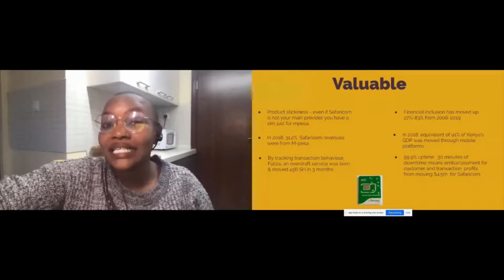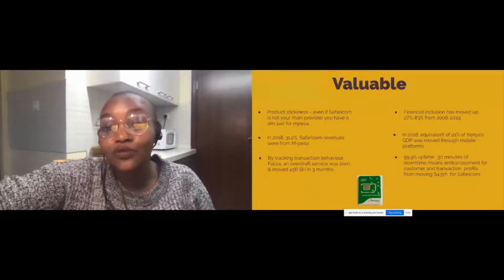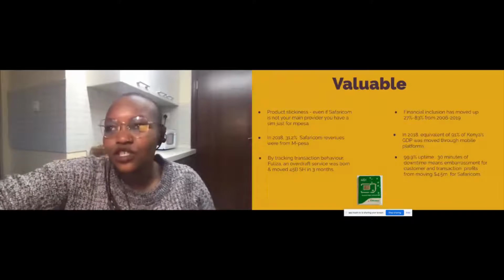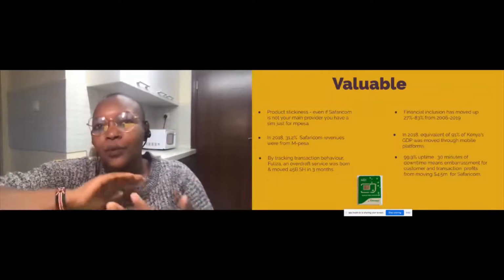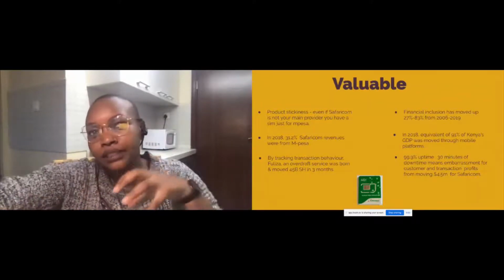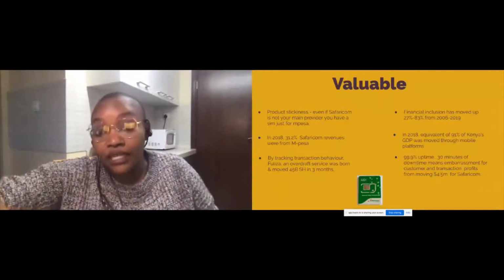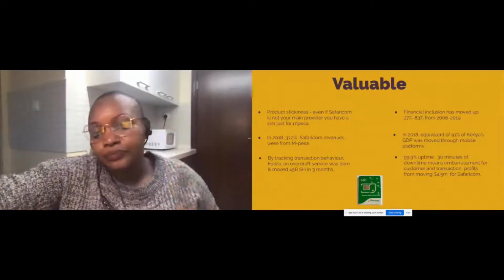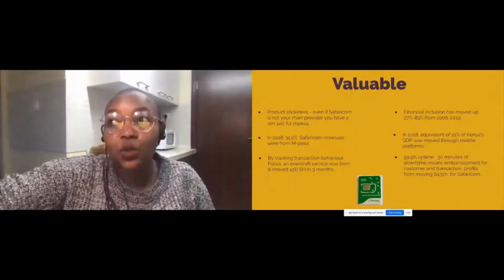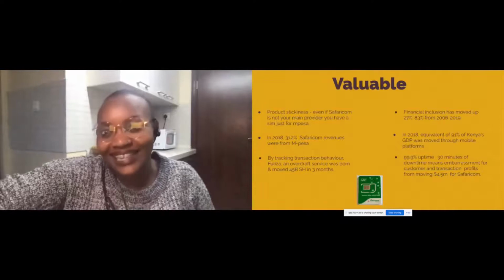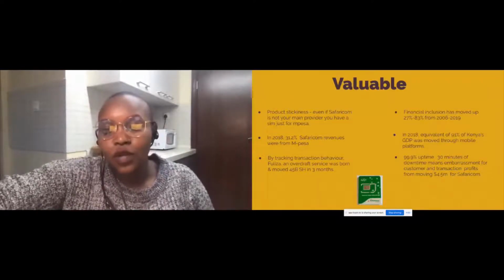The fourth point there is financial inclusion. So clearly, it goes without saying, M-Pesa has improved our financial inclusion from 27 to 83%, which is more than triple, guys. Like, that's wild. That should be 13 years, I think. Yeah. In 2018, an equivalent of 91% of Kenya's GDP was moved through mobile platforms. Again, wild, very wild, right?